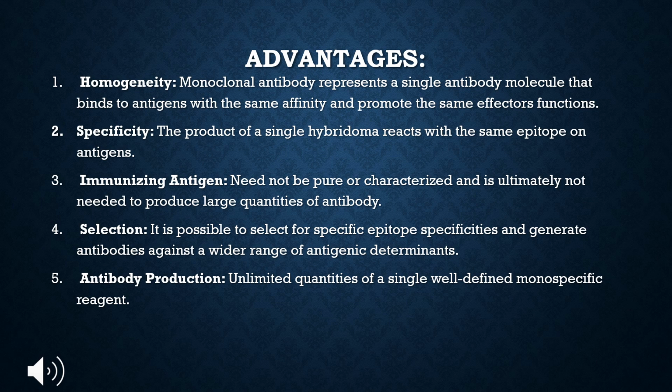So we started preparing these monoclonal antibodies. Why have they been prepared? What are the advantages of these monoclonal antibodies? Homogeneity: however many antibodies you produce, they have a similar action and they specifically act on a certain antigen. They have a specificity to select a particular antigen, and we can produce a numerous amount of antibodies. Whatever quantity you want, you can produce.